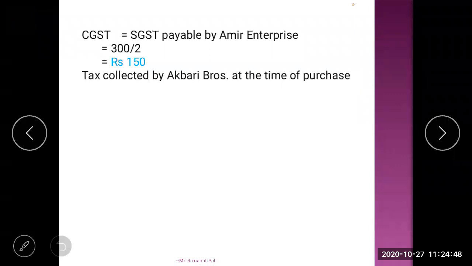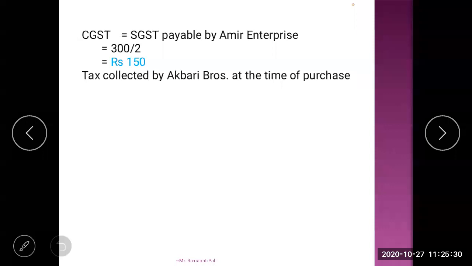Yes, girls, give the reply. Tax collected by Akbari brothers at the time of purchase, what is it called? Input tax. Now, input tax is 4,100. Correct. Now, tax collected by Akbari brothers at the time of sale. After buying, Akbari Brothers sold it. So tax collected by the Akbari brothers at the time of sale is called output tax.